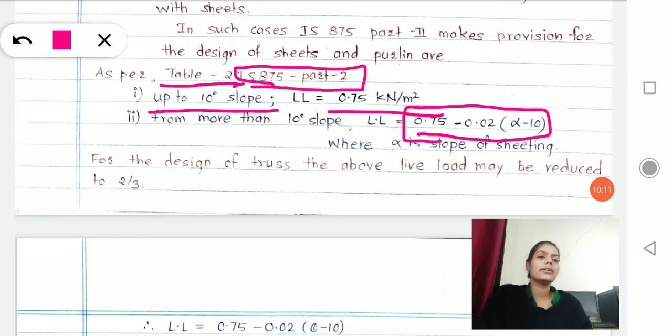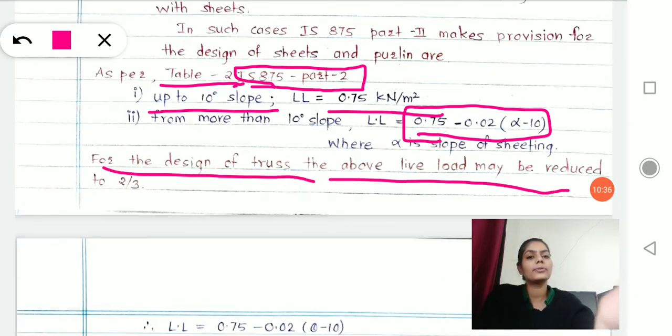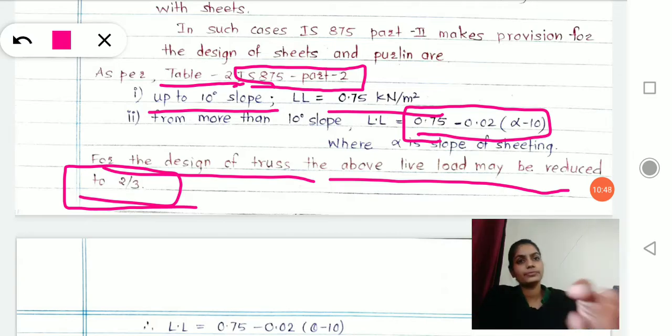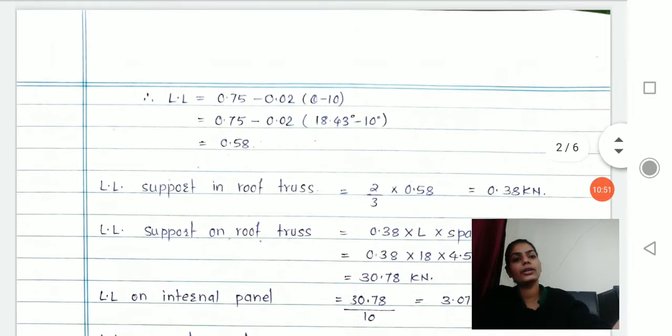Once you check the angle, if it is less than 10 degrees, you go with 0.75. If it is more than 10 degrees, live load is given by the second formula. But there is a note you have to take care of: for the design of a truss, the above live load may be reduced to how much? 2/3. If the total value is 100%, you should reduce it down to 2/3 of the value. That is the background of live load calculations.